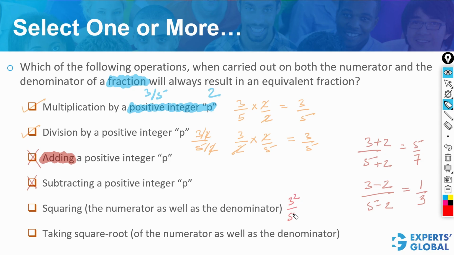Squaring would also change the ratio. 9 by 25 is not the same as 3 by 5. So answer choice E is not correct. Similarly, taking square roots would also change the ratio. Root 3 by root 5 is not the same as 3 by 5. Therefore, the correct answer choices are A and B.